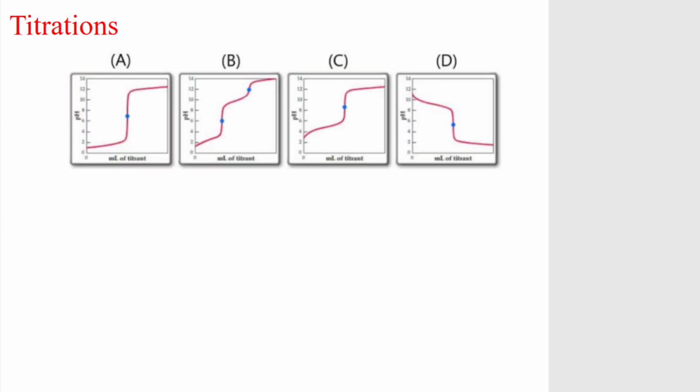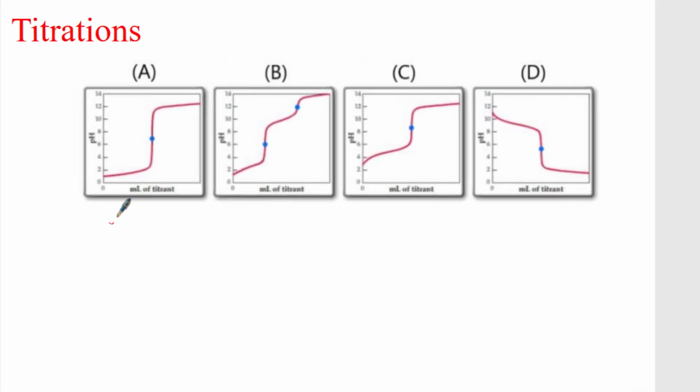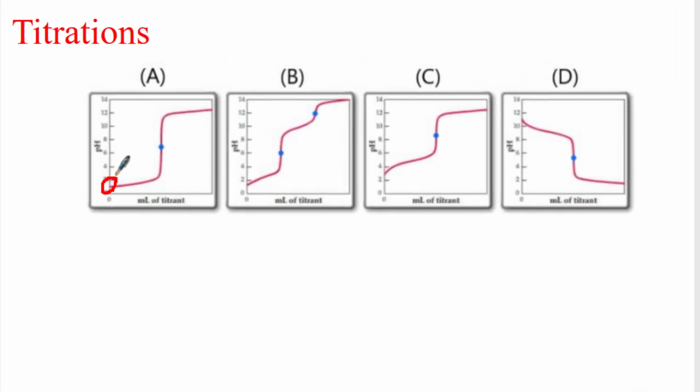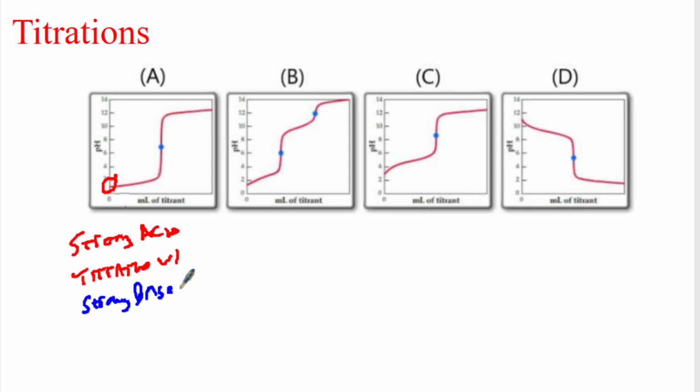Now, of course, we have all kinds of different titrations. This first one, do you see how we start off with an acid? Strong acid. So this is a strong acid that is titrated with a strong base, and you see how the equivalence point was right at pH of 7. So I know this is H plus OH minus gives me H2O right here.